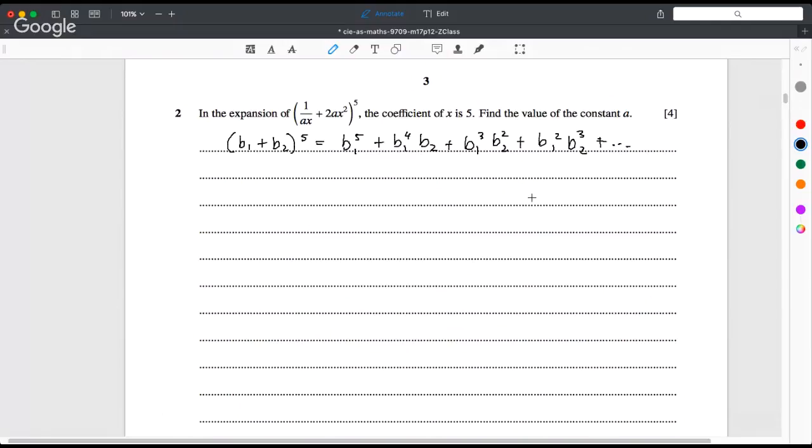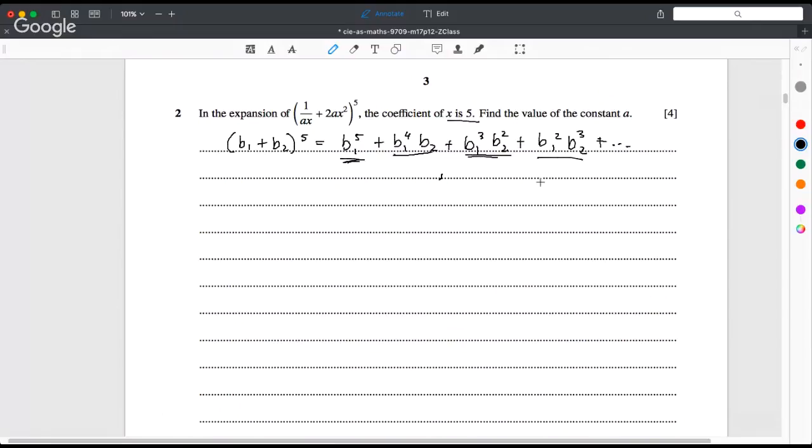And we're told that the coefficient of x is 5. So that's when some combination of b1 and b2 exists such that the x squared cancels with the x's, leaving only a single x. So when will that happen? Well, it's not going to happen in the first one, because that's just going to be 1 over ax all to the power 5, which is 1 over x to the 5. It's no good. This is going to be x squared over x to the 4th, which is 1 over x squared, which is no good. This one is going to be x to the 4th over x cubed, which is x. So that's the one we want.